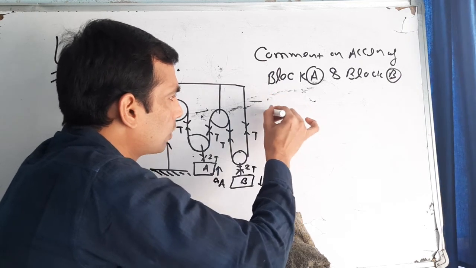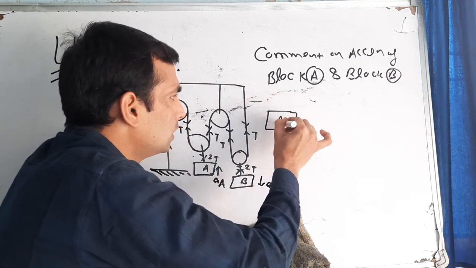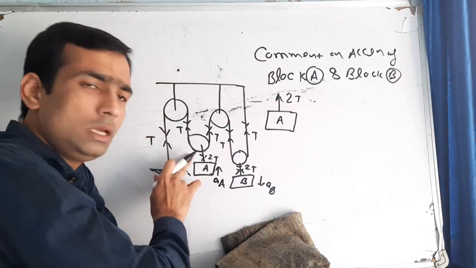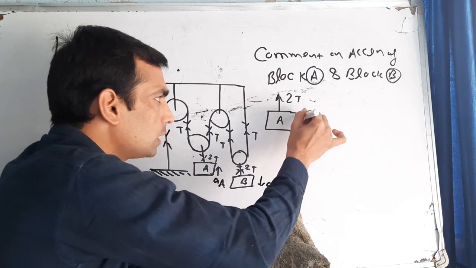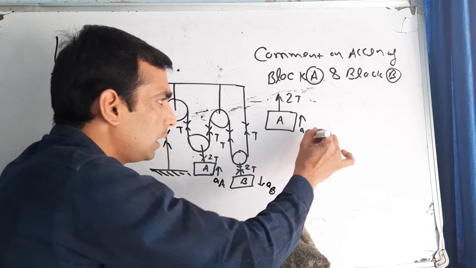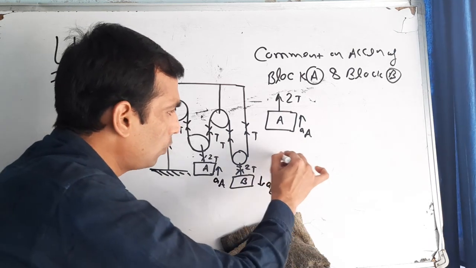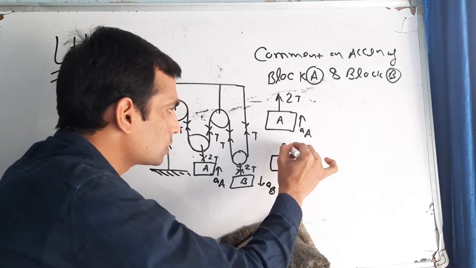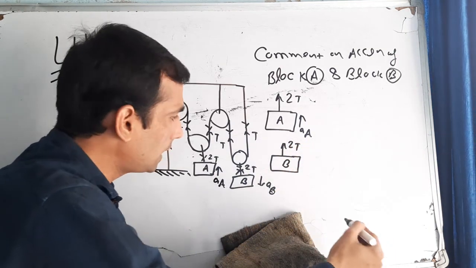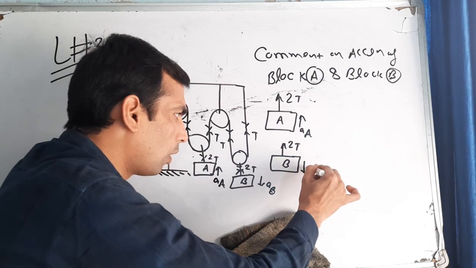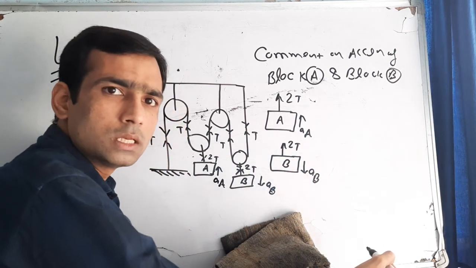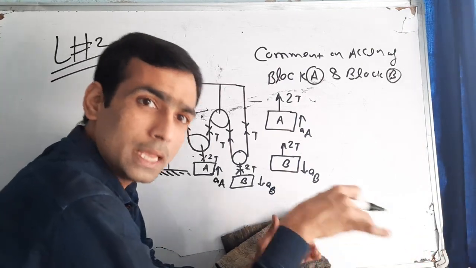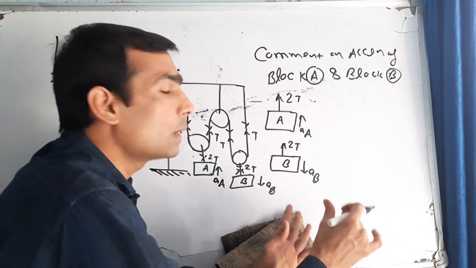So this is block A, right? And on block A in the upward direction, you can see here 2T, and this is going up. We can show acceleration of block A in the upward direction. Now I'm going to make the FBD of block B. So this is 2T, which is acting in the downward direction, and acceleration of block B is in the downward direction.